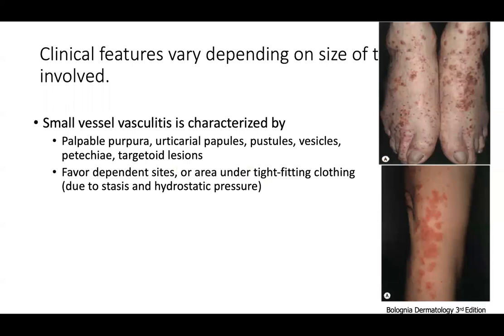So what are the clinical features? The clinical features include very small palpable purpura typically in small vessel vasculitis. So you can see on the picture that you have these small purple to red, dark red papules, and that's the palpable purpura. You can have urticarial papules. You can even have pustules, vesicles, petechiae, and targetoid lesions. And usually small vessel vasculitis favors dependent sites or areas of tight-fitting clothing due to stasis, hydrostatic pressure, and the underlying inflammatory process that's occurring.